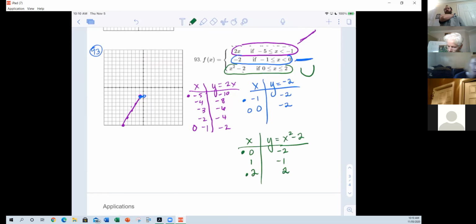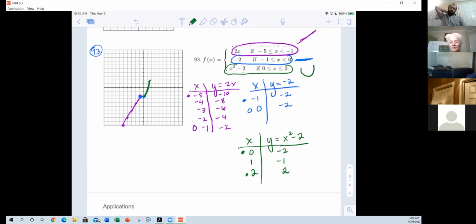So we have 0, -2. We fill that in. 1, -1, and 2, 2. So it looks like a piece of a parabola.